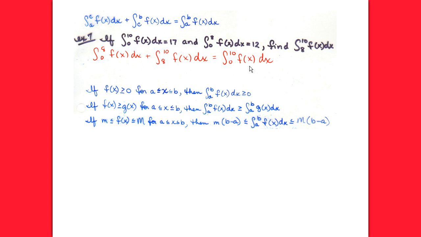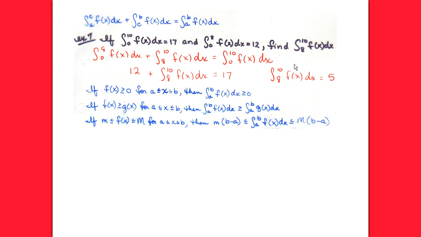Okay, so let's plug in what we know. We know this first piece up here, 0 to 8, is 12, right? This is the piece that we're trying to find. And then we were given this last piece as well. We know from 0 to 10 is 17. So I basically could say 12 plus what is equal to 17. So what does this definite integral have to be? 5. So the integration of the function from 8 to 10 would be 5.